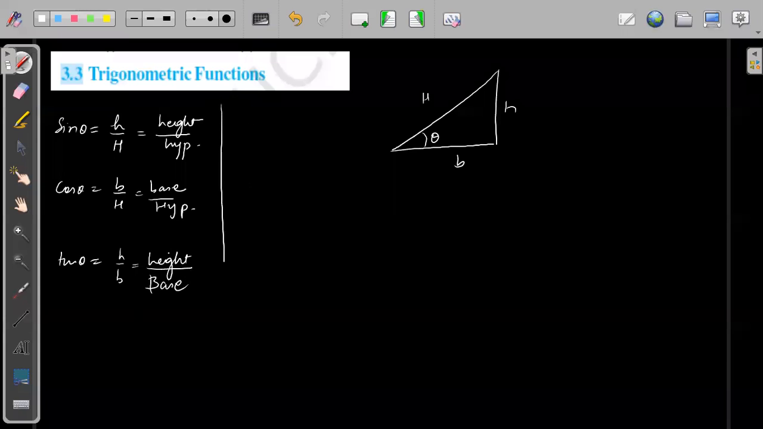Now we have taken this, so now we will take the reciprocal also.